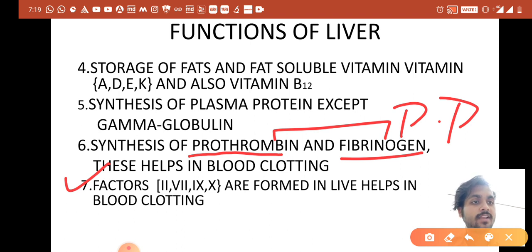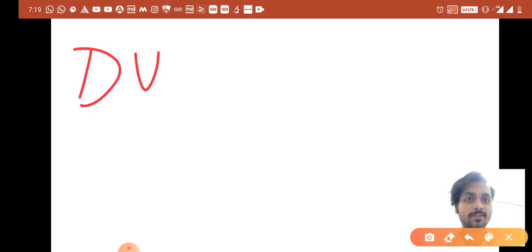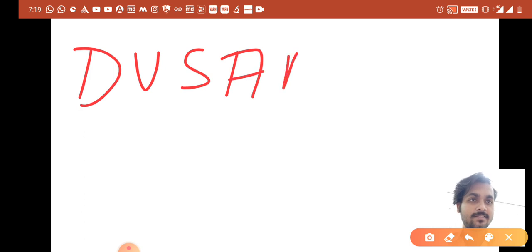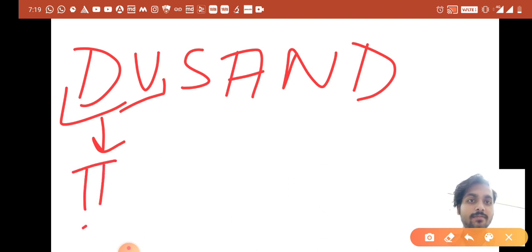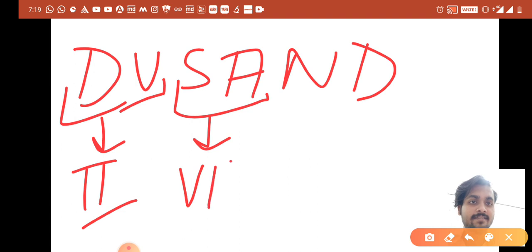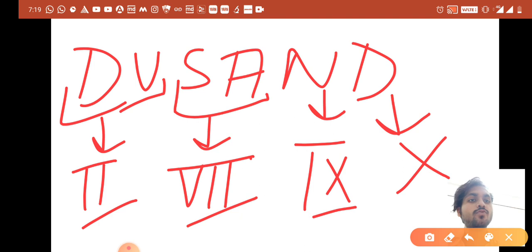So how will we remember? I will show you one trick for remembering this. The trick is Dusand. From Do you can remember factor number 2. Sa means factor number 7. Then N for factor number 9. And in Hindi we call 10 das. So like this you can remember 2, 7, 9, 10.